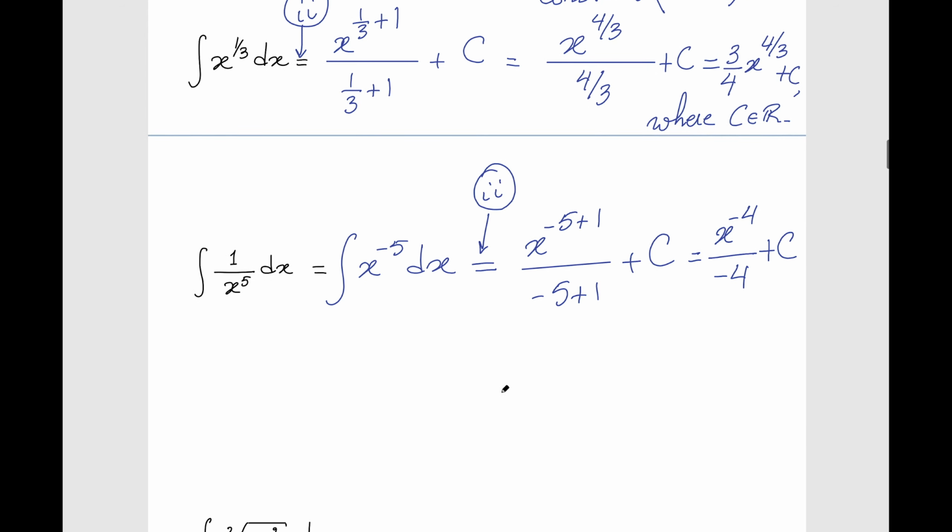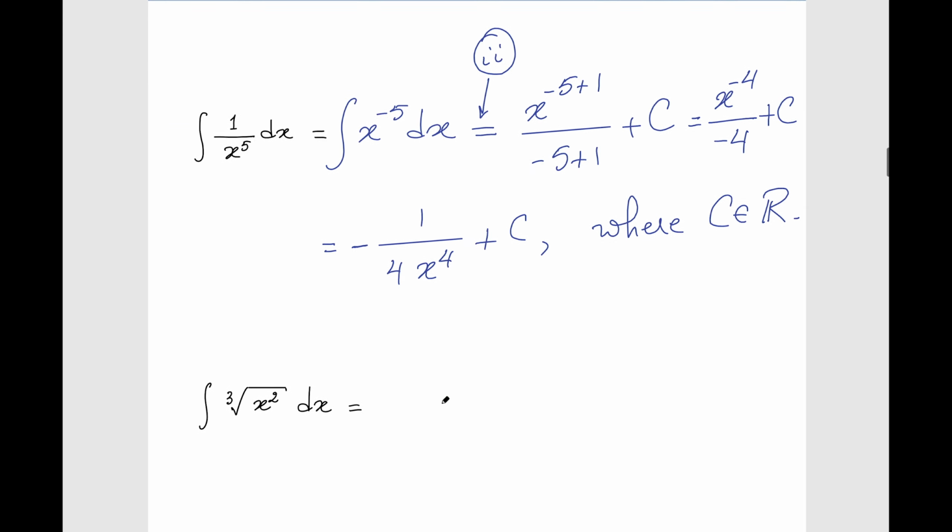Now what is that? Another way to write it is -1 over 4x to the power 4 plus c. Correct? Why? Because x to the power -4 is 1 over x to the power 4.